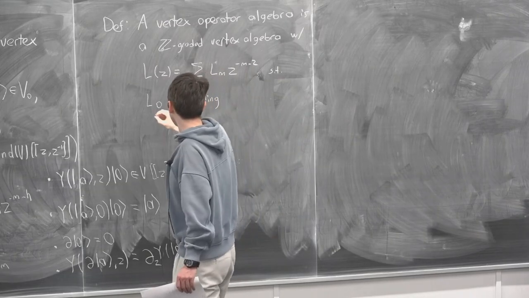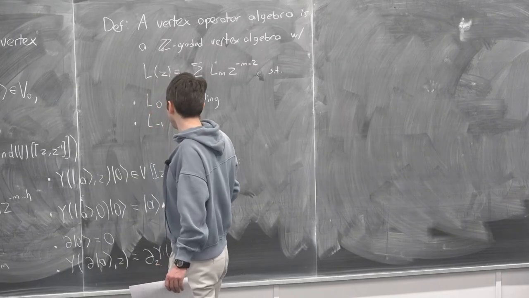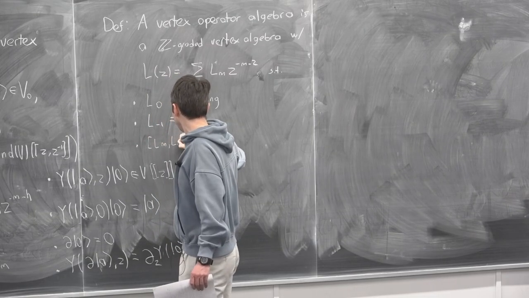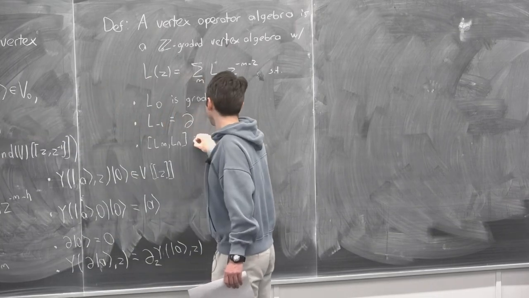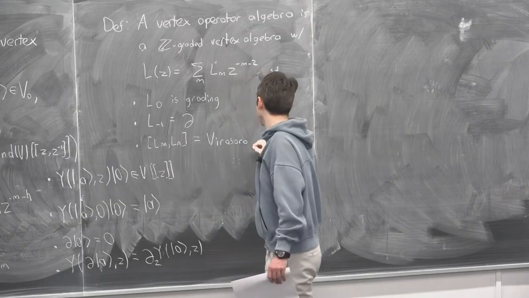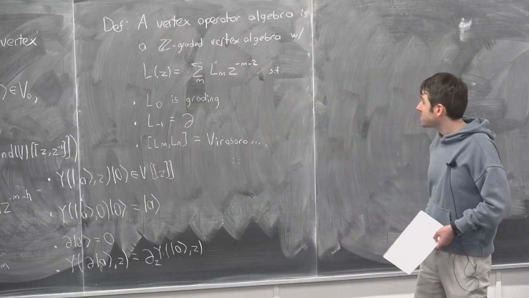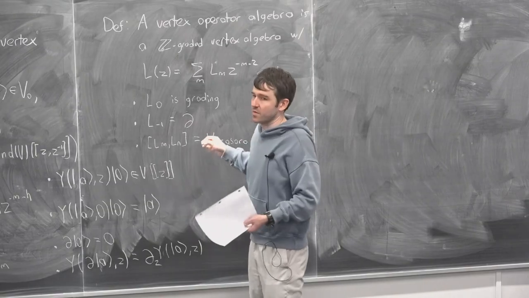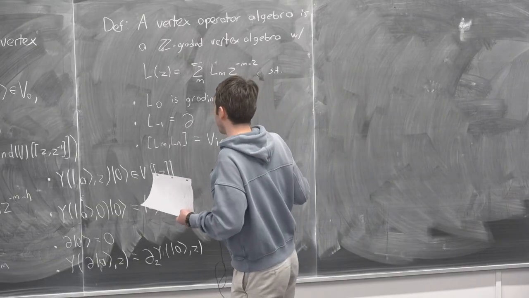L naught is the grading, and L minus 1 is the translation operator, and these linear maps acting on weight spaces have the Virasoro commutation relations, which are still on the board, so I don't want to read them again. So it's a vertex operator algebra which is at least as big as Virasoro, essentially. But it can be bigger, and we want to consider ways of making it bigger.